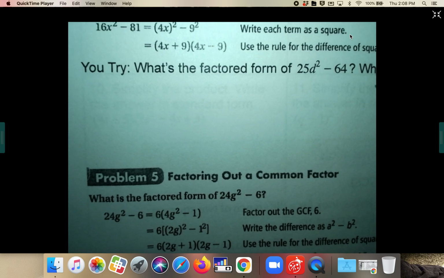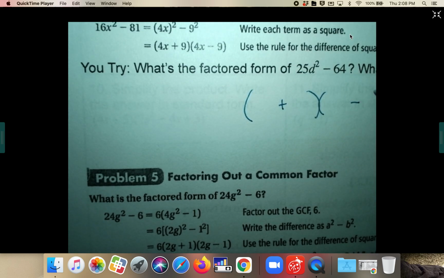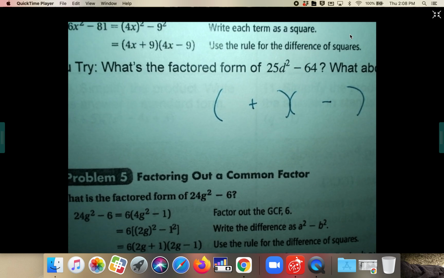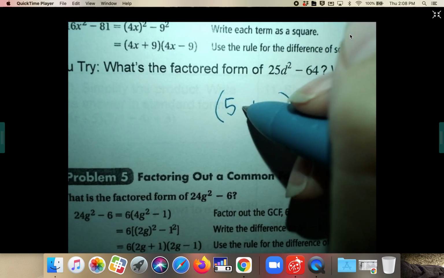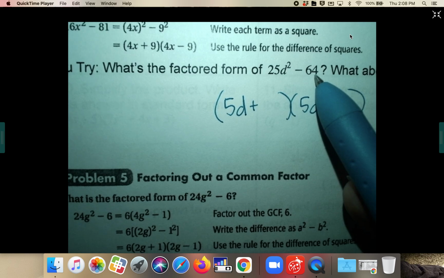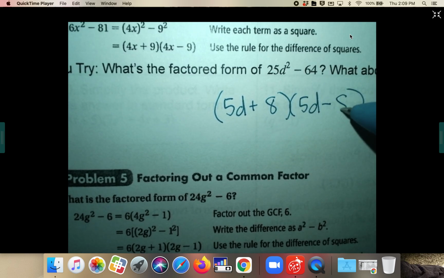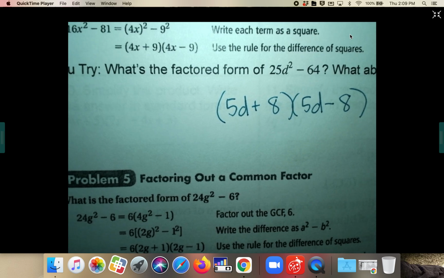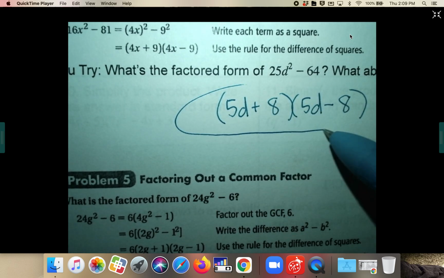Okay, I noticed that the b term dropped out. So that meant that it's going to be something plus and something minus. All right, so the first square of 25 and d squared is going to be 5 and d, so 5d. And I know that the last term is minus 64, so that would be plus 8 and minus 8. And again, the b term dropped out, so that is why it's 5d plus 8 and 5d minus 8.